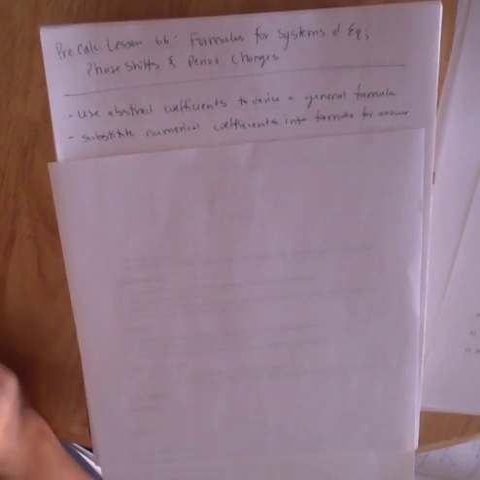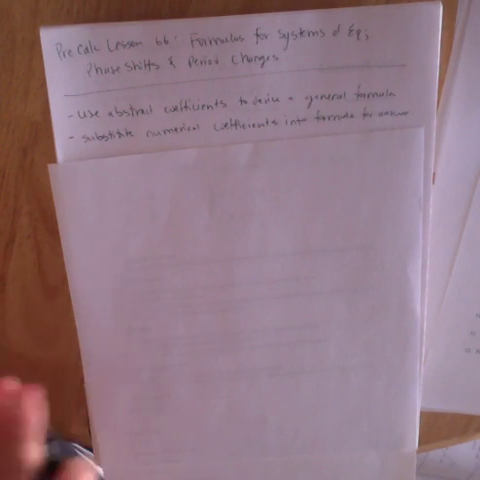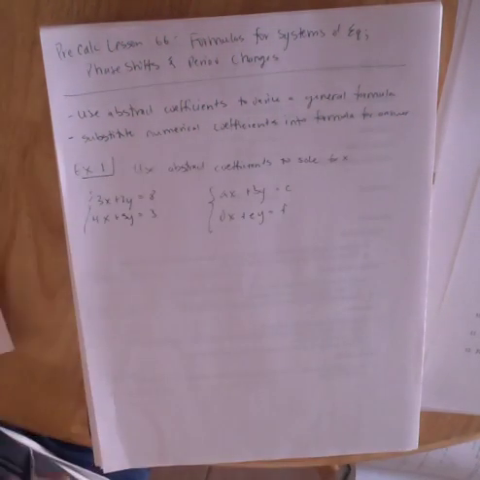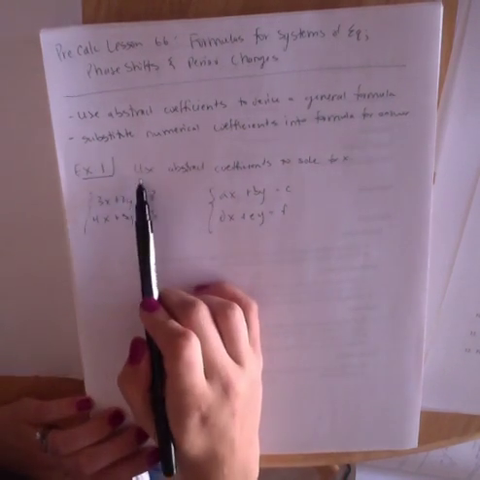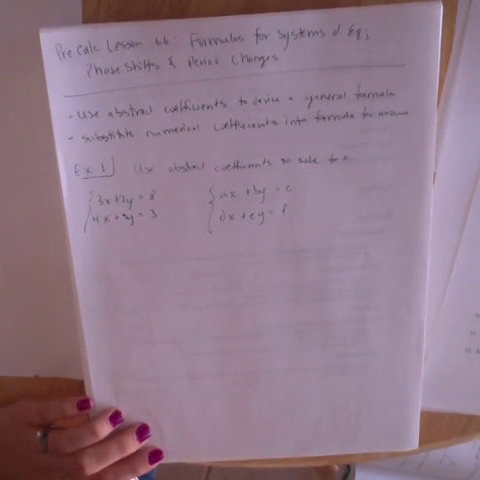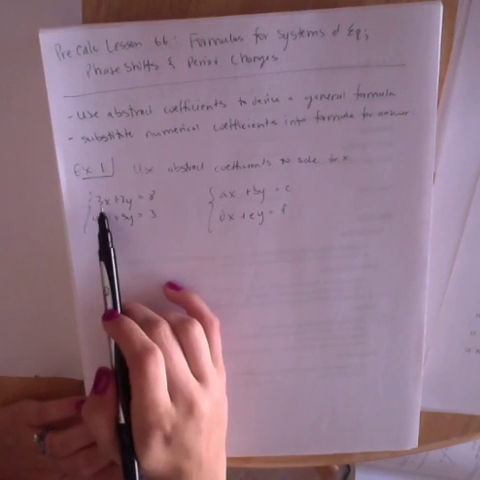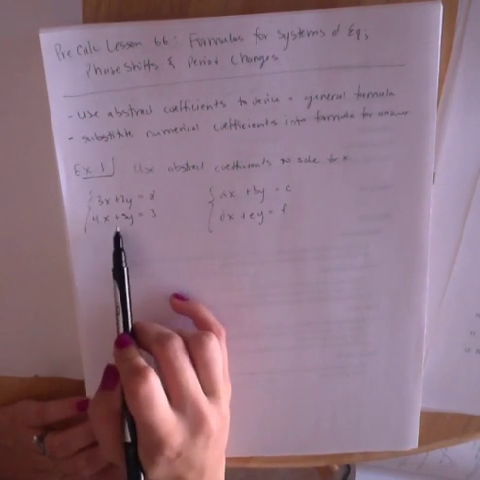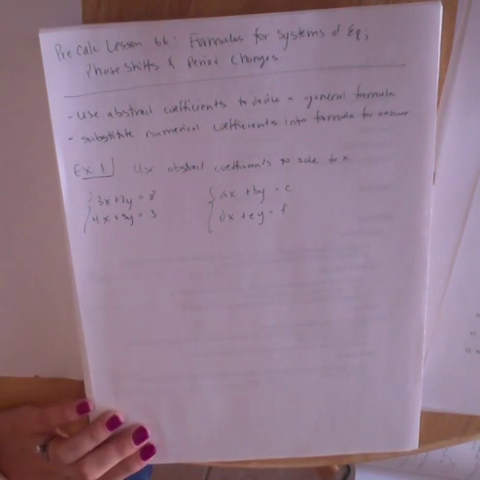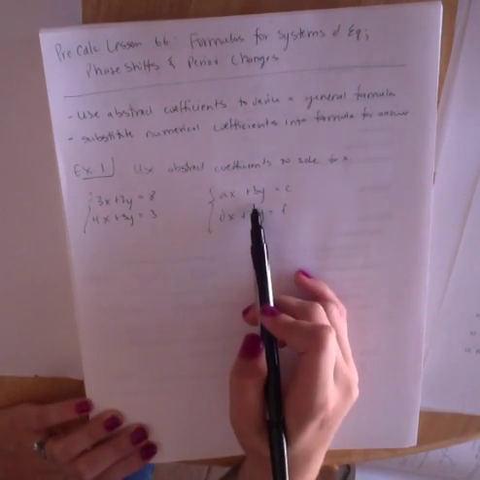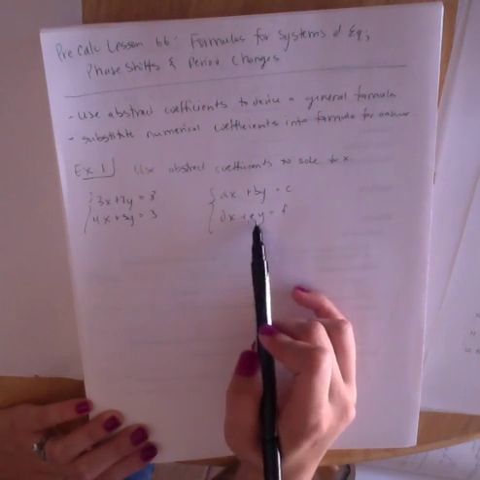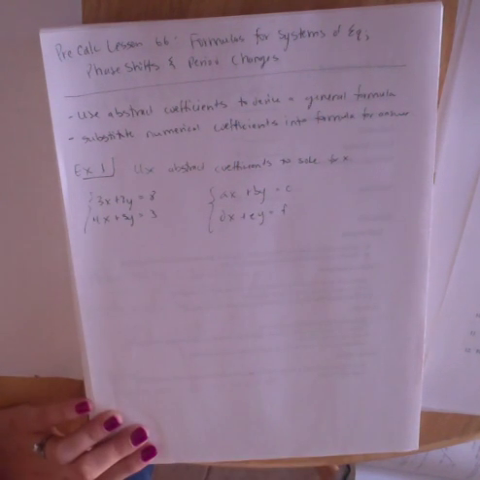So we're going to substitute our numerical coefficients into the formula we got from the abstract coefficients to solve for x and y. Here's an example. We will use abstract coefficients to solve for x. If I have these two equations, 3x plus 2y is 8 and 4x plus 5y is 3, I am going to create this new system: ax plus by is c, dx plus ey is f.